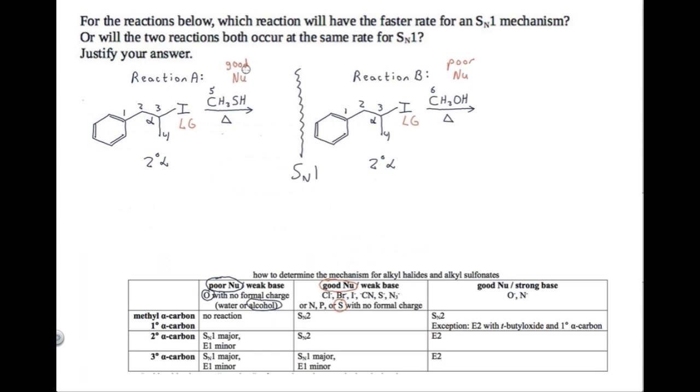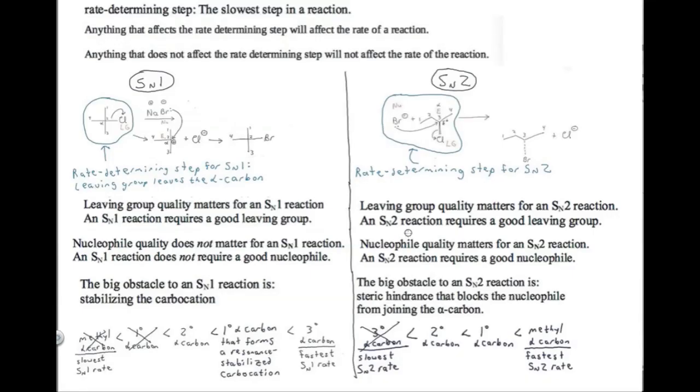Does that mean that reaction A will occur more quickly? Well, not so fast. We have to ask, does nucleophile quality matter for an SN1 reaction? Remember, we learned earlier that nucleophile quality does not matter for an SN1 reaction. That might seem strange, but remember the reason for that is that the nucleophile doesn't participate in the rate determining step. Here's the rate determining step for SN1, and you can see that the nucleophile is playing no role in this rate determining step. Remember, anything that does not affect the rate determining step will not affect the rate of the reaction. So improving the nucleophile quality does not increase the rate of an SN1 reaction because the nucleophile doesn't participate in the rate determining step.